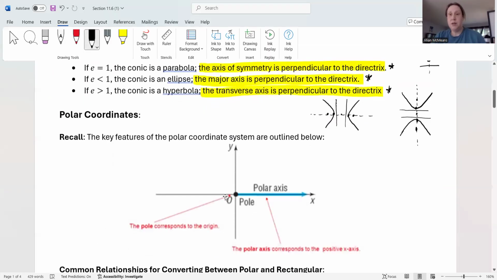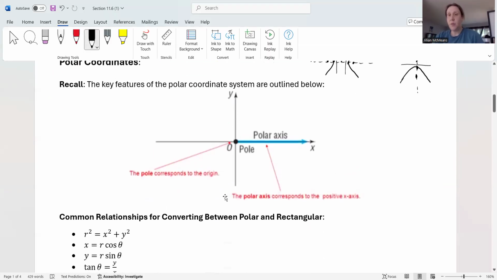Now, polar coordinates, we talked about this a whole bunch in chapter 10. So we talked about what is a polar coordinate, how to convert between rectangular and polar coordinates, how to take polar equations, convert those to rectangular equations and vice versa. Okay, so what you need to remember is the pole kind of acts like the origin. So when you're in the polar coordinate world, the pole, like I said, acts like the origin.